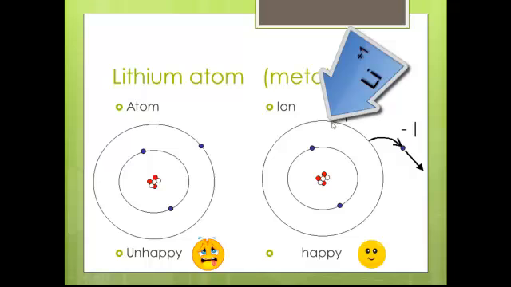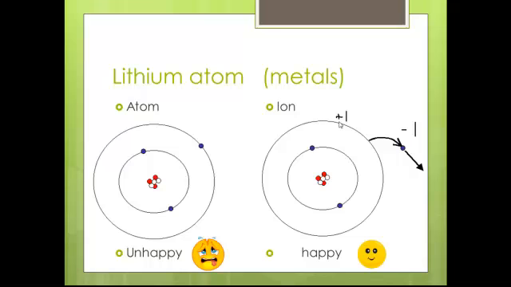Now it has a charge. It has a +1 charge. It is called the lithium ion. It has a +1 charge. All metals form positive ions. You see, if we add them back together, +1 and -1, we would be back to our neutral element if we put that electron back on.